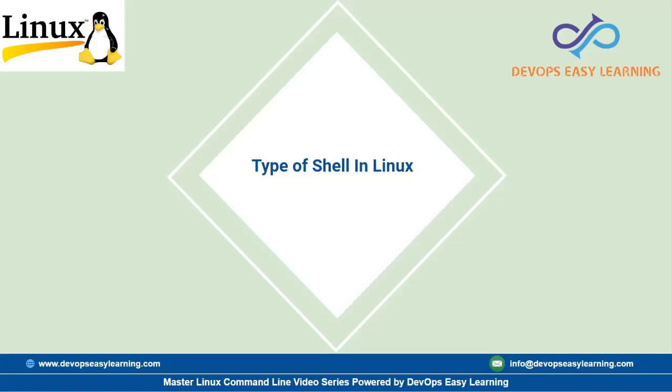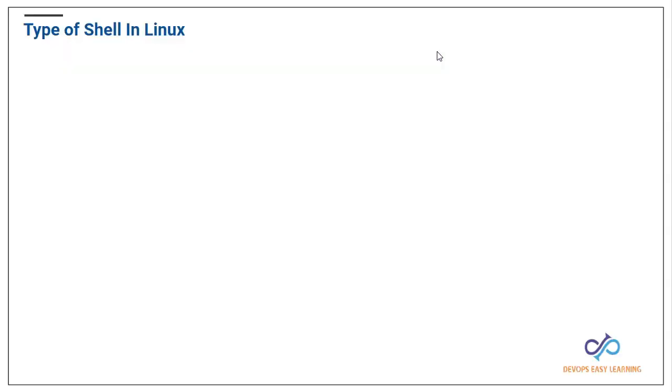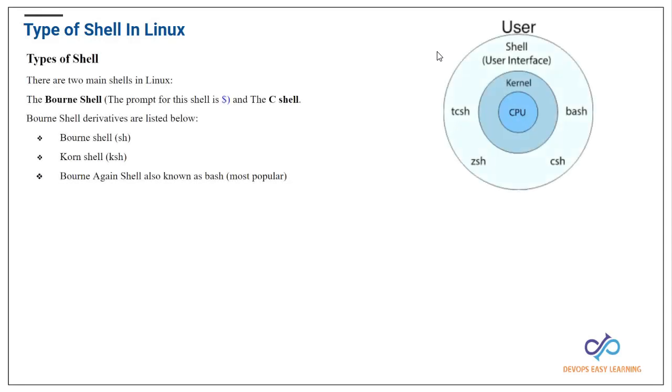My name is Tia from DevOps Easy Learning, and today we'll be going through types of shell in Linux. In Linux, we have a ton of shells that can be used, and some popular ones are the Korn shell and the Bourne shell, which is just called sh, and also the Bourne Again shell. The Bourne Again shell is just an enhanced version of the Bourne shell.